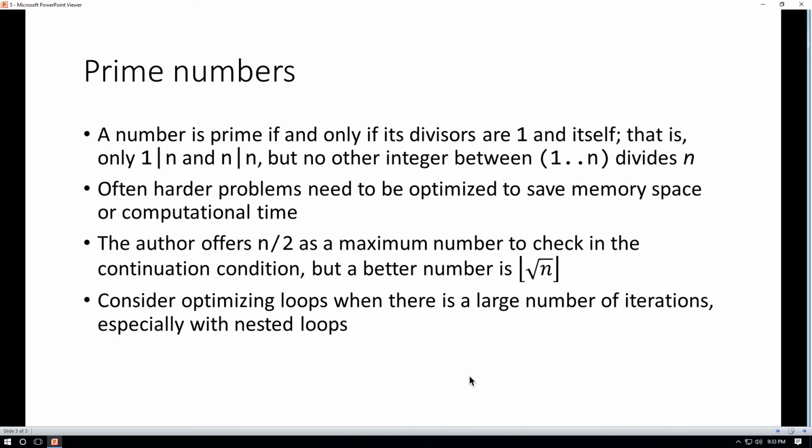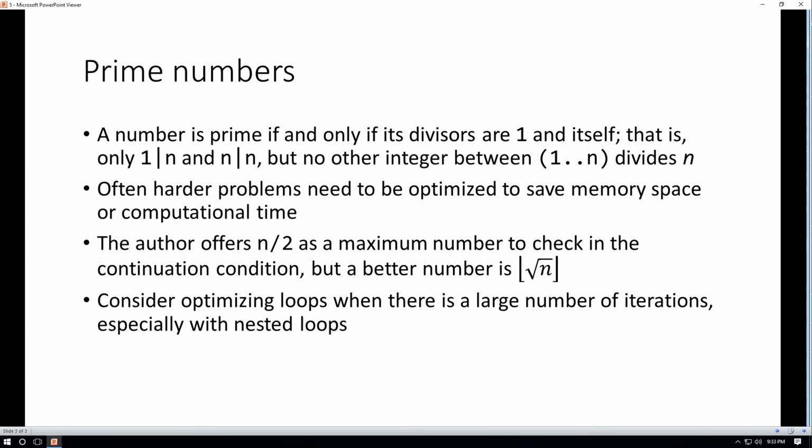The author shows one solution. The number to be tested for prime is divided repeatedly by larger and larger divisors. We start with 2 and we go upward one at a time, and we determine, does this number divide the target number? If it does divide it, then obviously it is not prime.